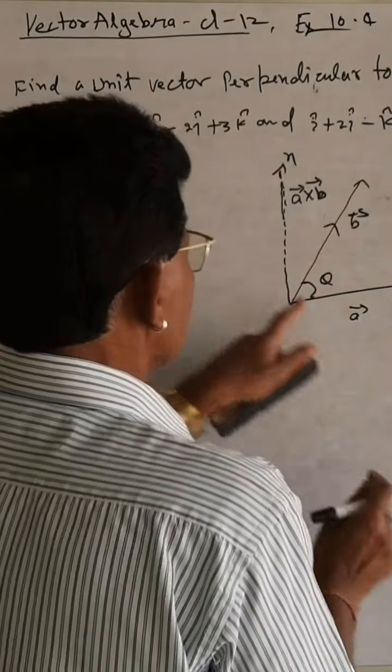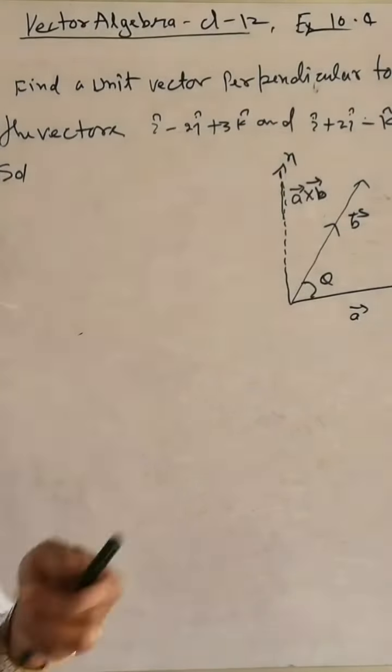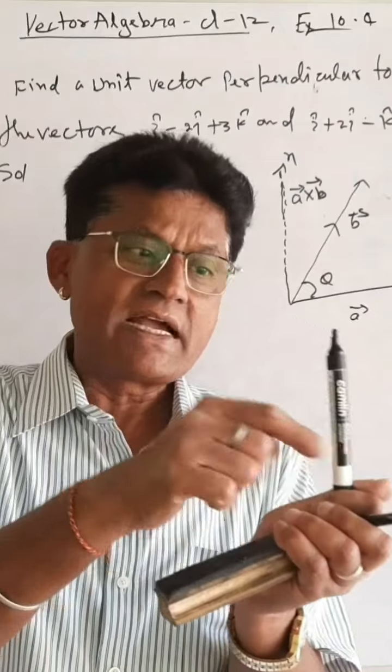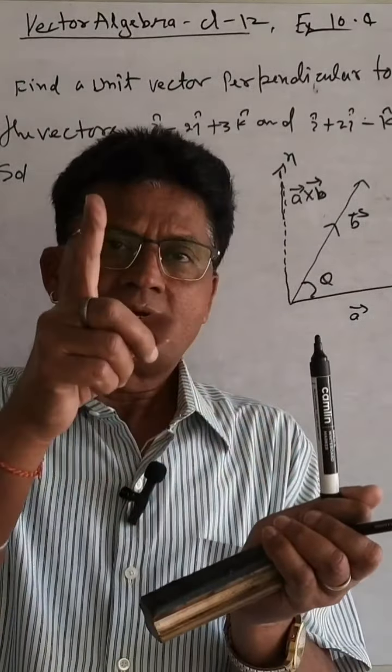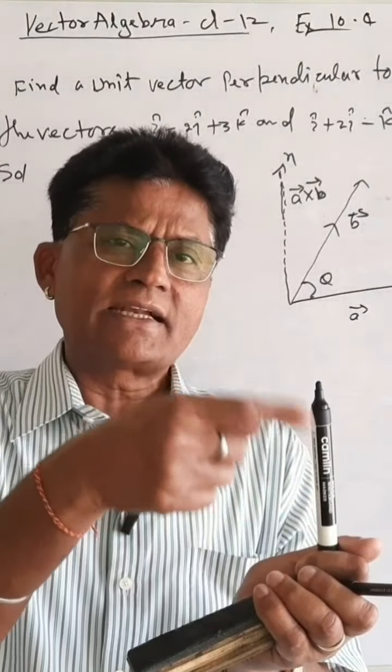Perpendicular to both vector A and vector B. My dear, I will tell you, this is vector A and this is vector B. A cross B vector will be perpendicular to both A and B. That is why, what will be the direction of A cross B? It is the direction of the unit vector.